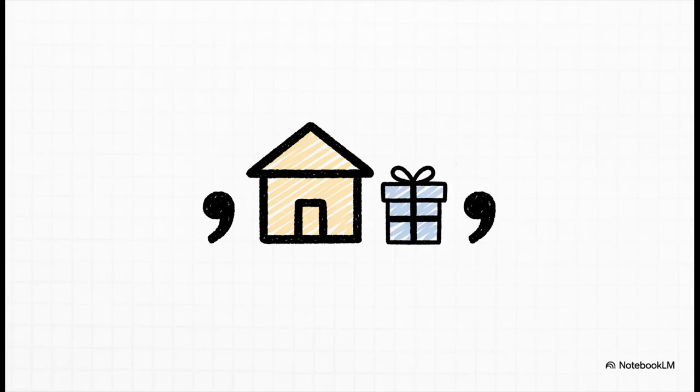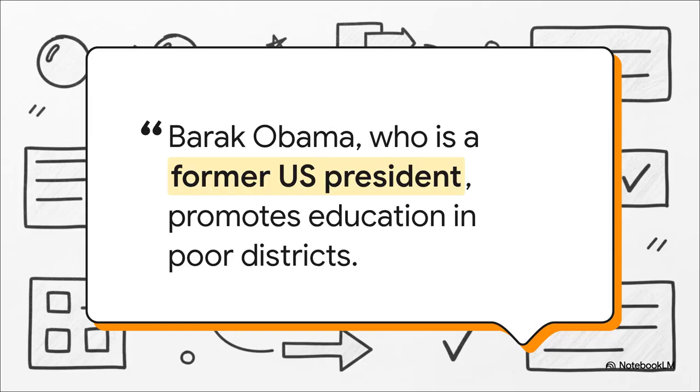This is it. This is the single most important thing to remember. If the information is extra, like a little bonus detail, it gets wrapped in extra commas. That's the whole rule. If the information is essential for understanding the sentence, you don't use them. That's the golden rule. Okay, let's see this rule in action. Barack Obama promotes education. We all know who Barack Obama is, right? So the fact that he's a former US president, well, that's extra info. And what does our rule say? Extra info gets extra commas. So we just wrap that whole clause right up in them.